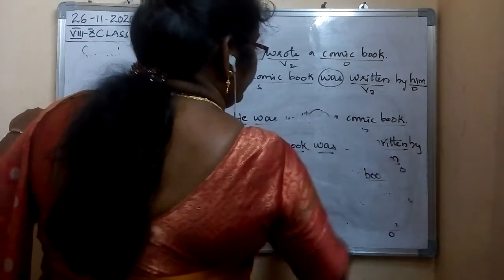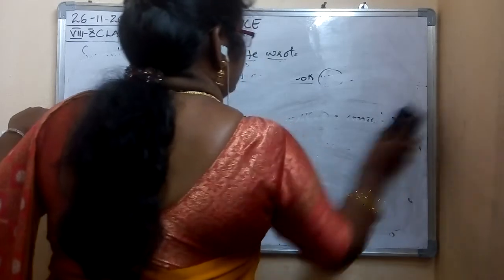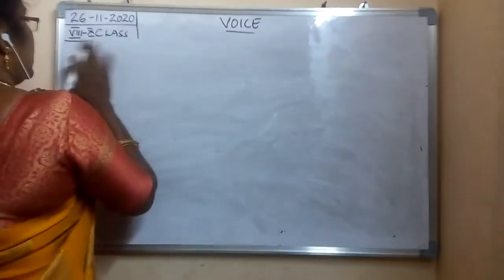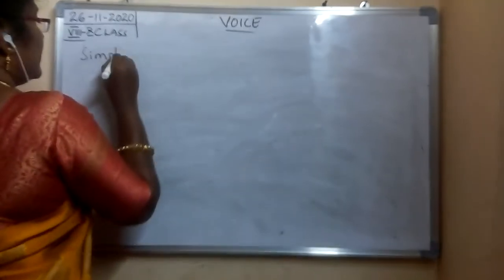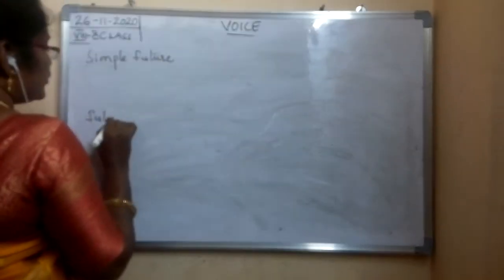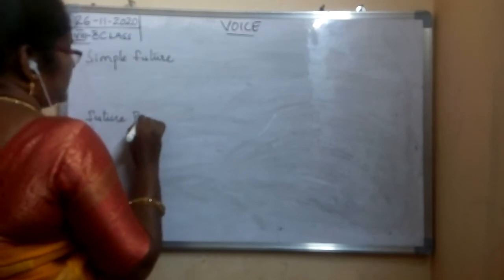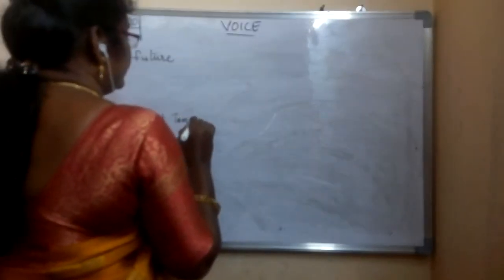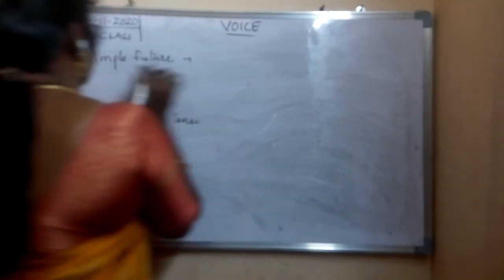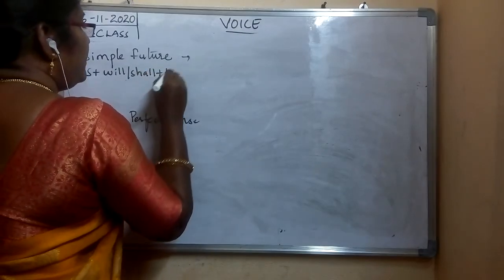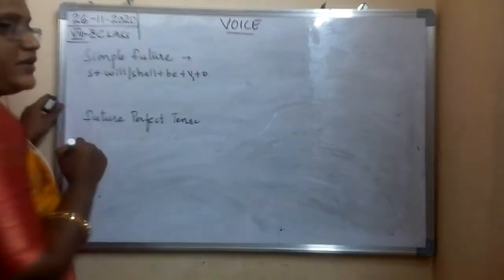So now, simple future and future perfect we have. Okay, simple future and future perfect, no continuous tense, whereas for the other two we have continuous tense, but here we don't have. So now see here, simple future. What is the structure of simple future? Subject plus will or shall plus be plus V1 plus object. Okay, this is the structure.